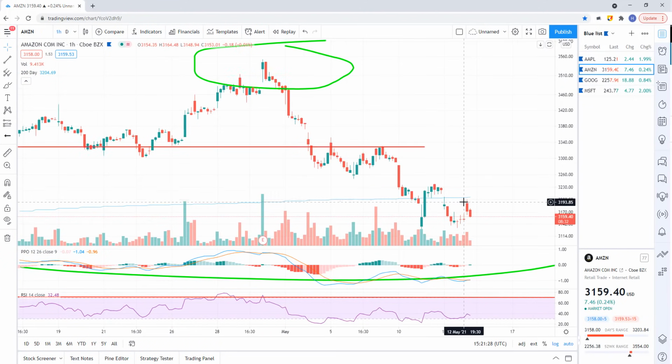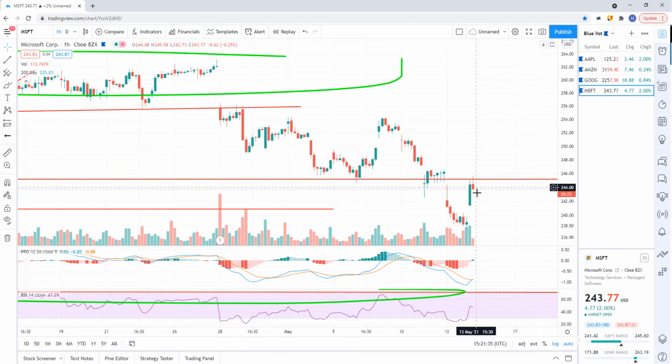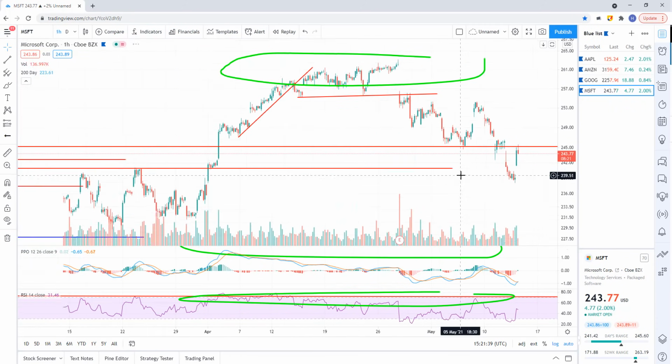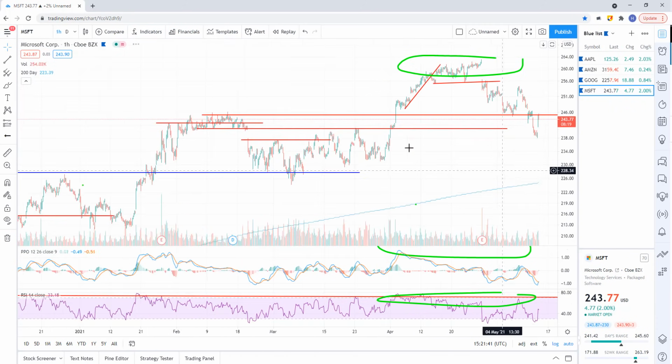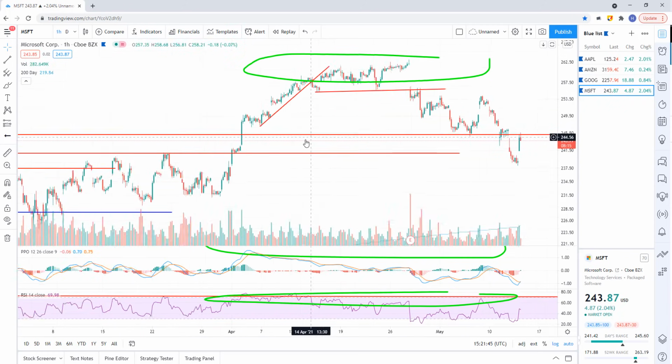Amazon just didn't really bounce. It's just kind of looking weak. Google, kind of selling off. And then Microsoft rejecting right at resistance at that 245.17. That's a pretty good sized level back there. That was resistance back here.